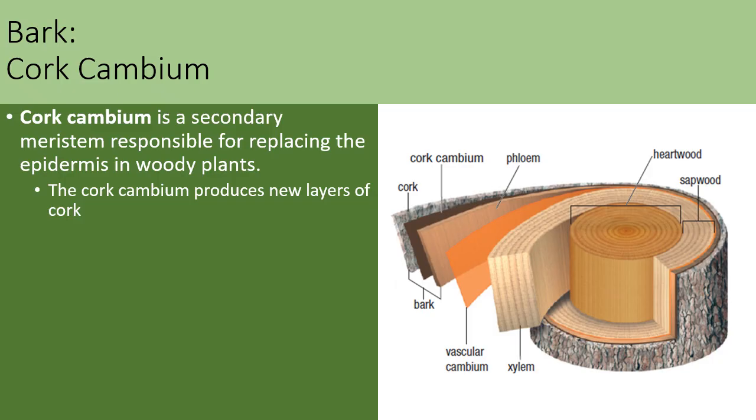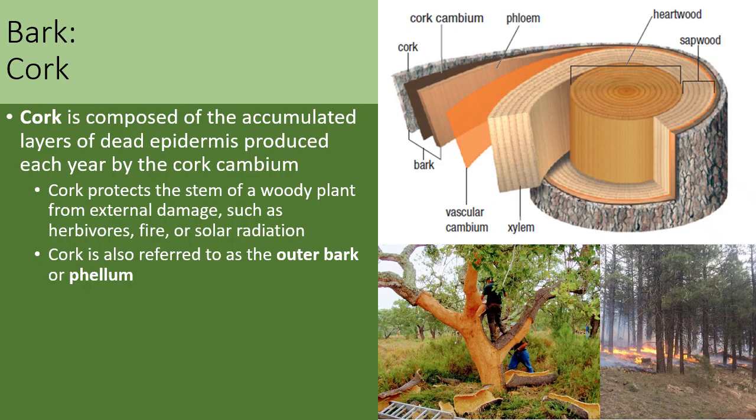Cork cambium. This is the layer just outside the phloem, and the cork cambium is another secondary meristem that is responsible for replacing the epidermis in woody plants. So it basically produces new layers of cork, or that outer bark, the stuff that we typically think of as bark, on the outside face. And cork itself is just these accumulated layers of old epidermis. So when you look at the bark of a lot of trees, it's kind of cracked, or it will have fissures, or it will peel away.